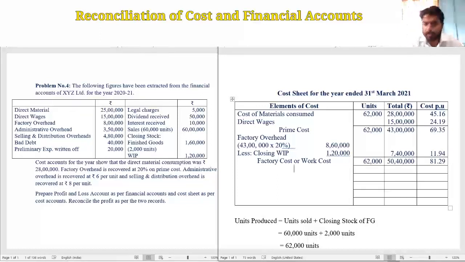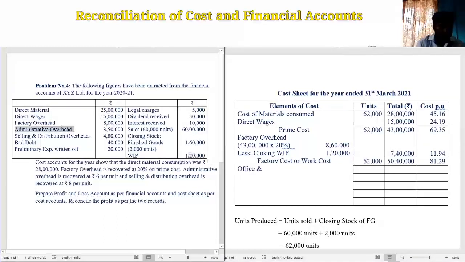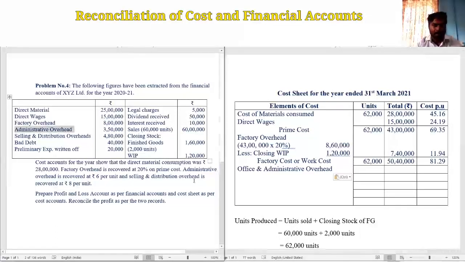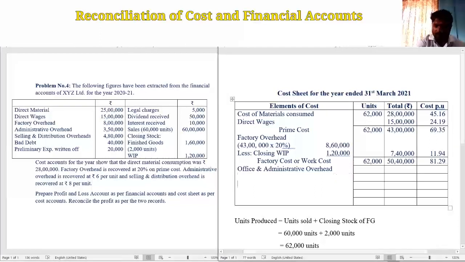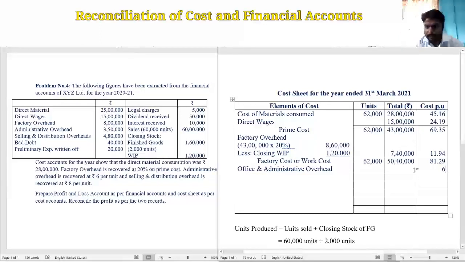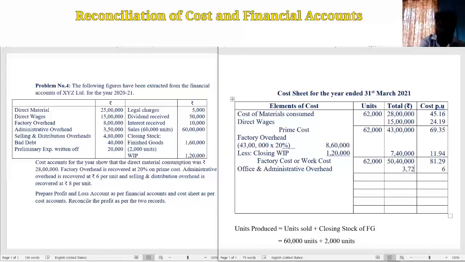Next is office and administrative overhead. What is given about office and administrative overhead? Administrative overhead is recovered at 6 per unit. So 62,000 into 6 is 3,72,000.